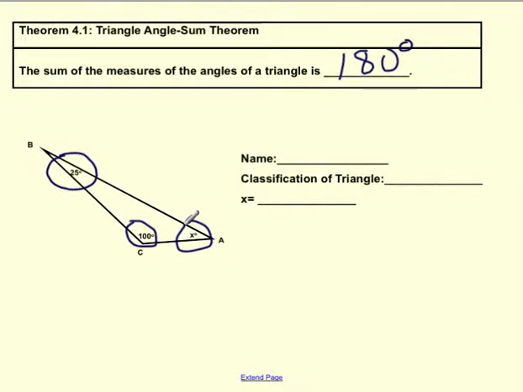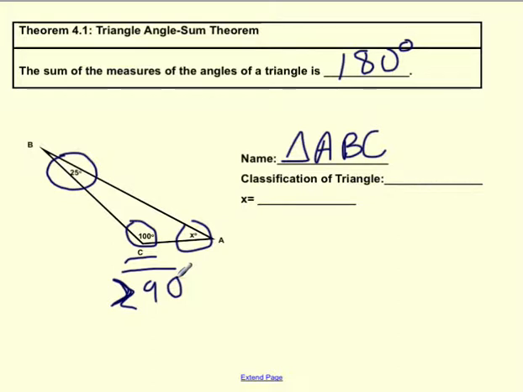First, let's name that triangle. I'm going to draw a triangle symbol, and I'm going to name it by its vertices, which is A, B, and C. Next, we want to talk about the classification of the triangle. I see that it has an angle that is 100 degrees. Well, that's obtuse. That's greater than 90 degrees. So this has to be an obtuse triangle.